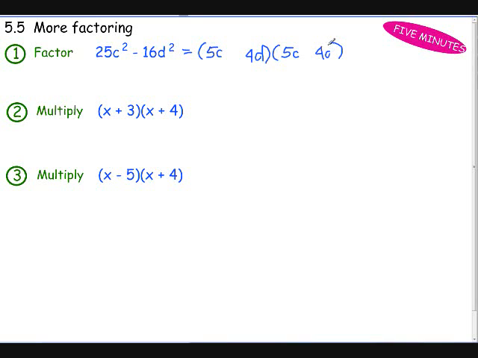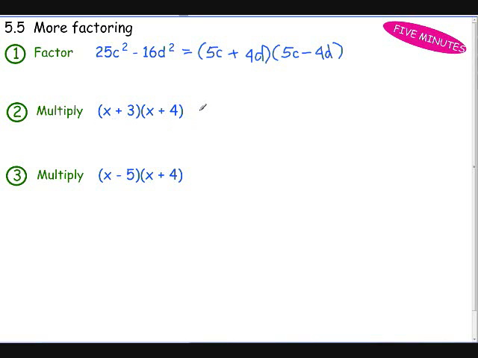You can see I'm setting up my conjugates. They have the same first term. They have the same second term. The only difference between them, these conjugates, is that one is a sum, the other a difference. All right.